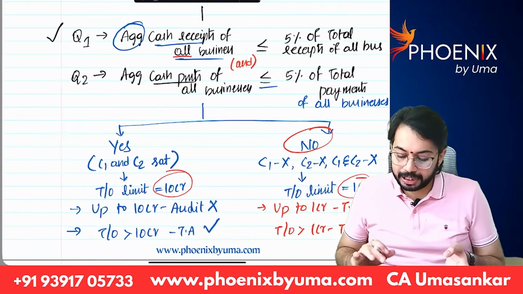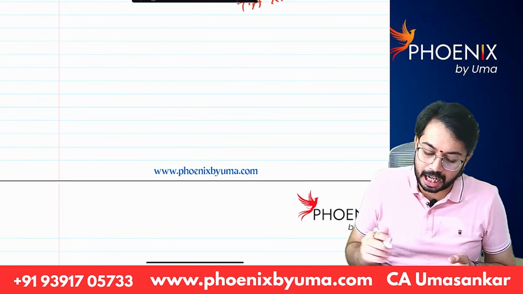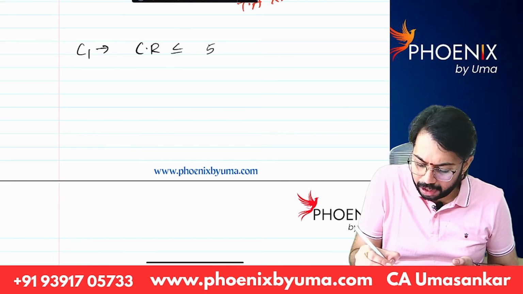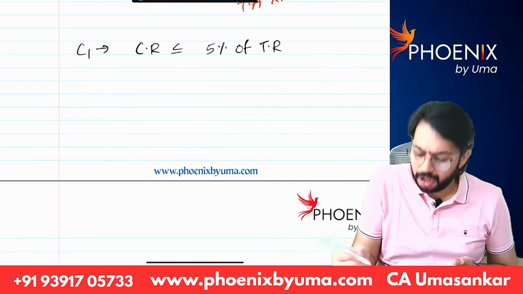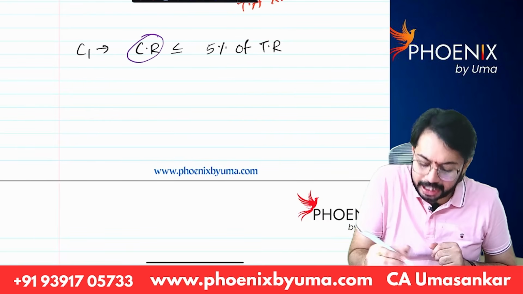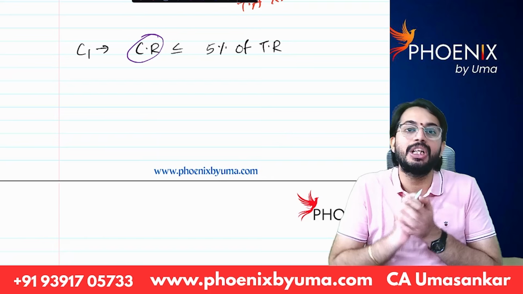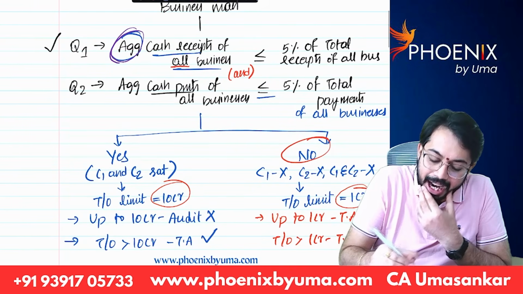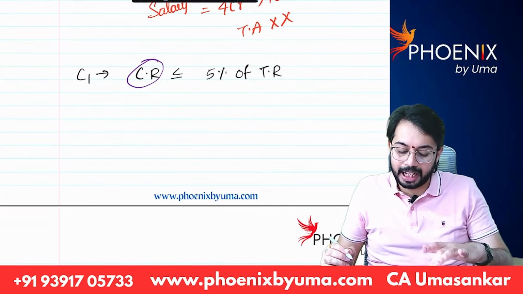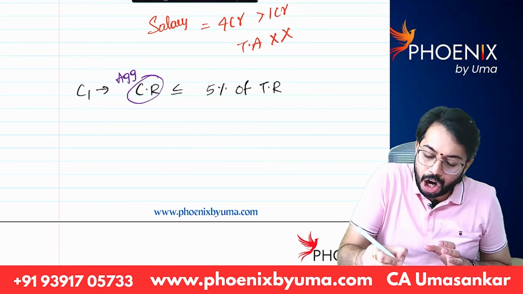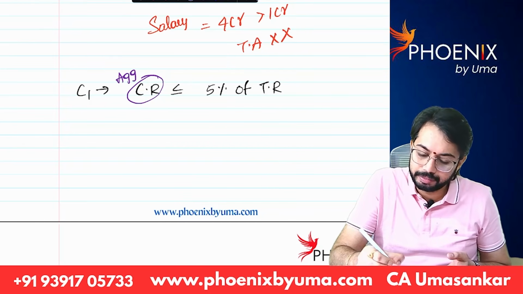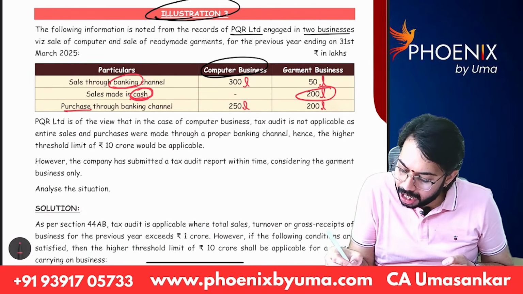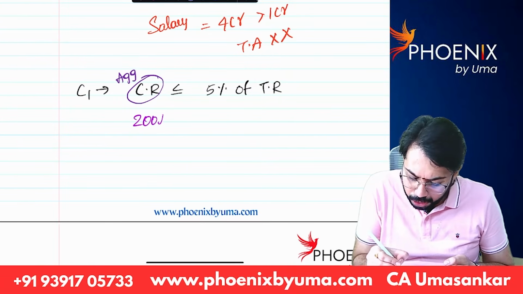See, first you need to check condition 1. What is condition 1? Cash receipts are less than or equal to 5% of total receipts. When you are calculating these cash receipts, do you calculate cash receipts for each business or aggregate cash receipts? What I have told you, you have to take aggregate cash receipts, correct? So let us take aggregate cash receipts. How much are cash receipts? Sales made in cash, 200 lakhs. So cash receipts are 200 lakhs.